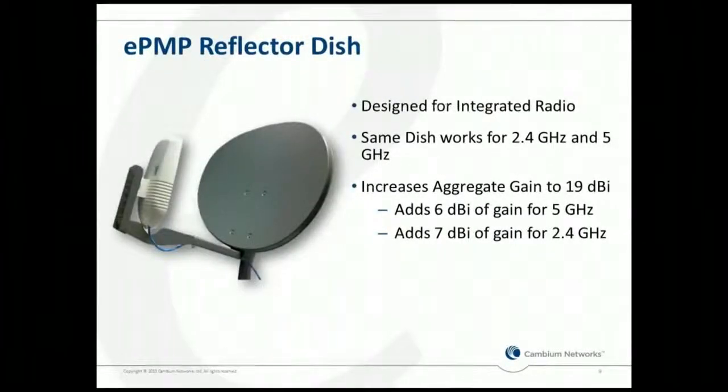I talked about the reflector dish. This is an optional device that you can deploy along with the integrated radio, and it raises the aggregate gain of that radio up to about 19 dBi. So that's a 6 dBi gain at 5 gigahertz and 7 dBi at 2.4 gigahertz.